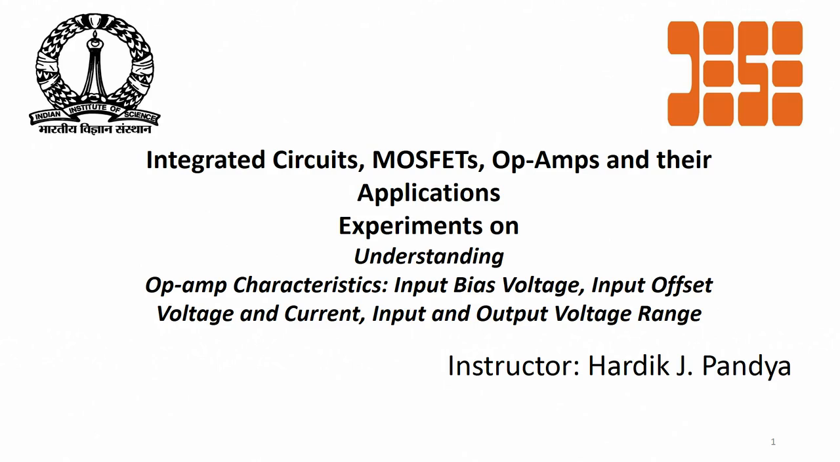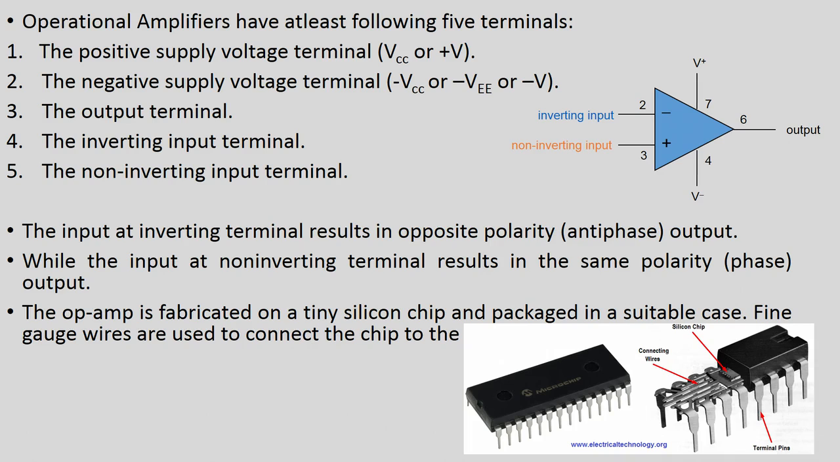As you see, this particular lecture is focused on experiments on understanding op amp characteristics. So, we will see today what the input bias current, input offset current, input offset voltage, and input and output voltage range are. These are the things that we are focusing on today. Like I said, and as I have taught you in my theory class, what the operational amplifiers are and what the main pins in the operational amplifier are.